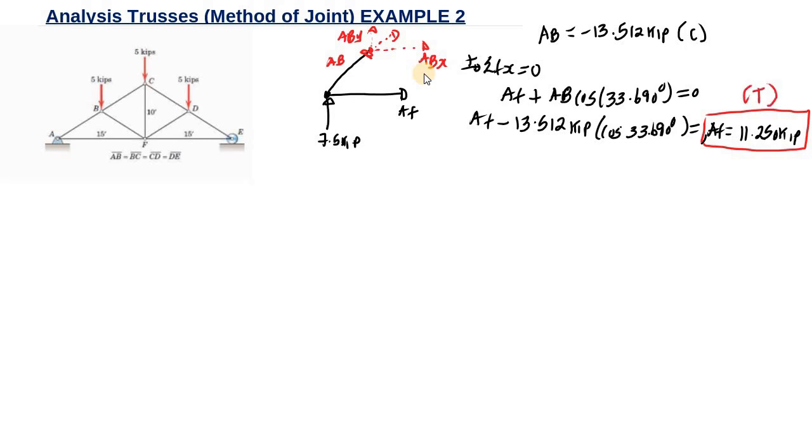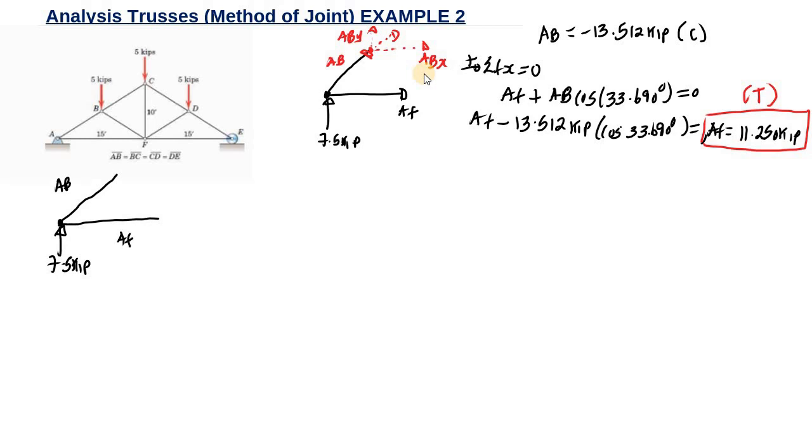So I'm going to write this here. I'm going to abbreviate it using T, so this is in tension. Now we need to redraw the joints, because we changed some values. So this is the joint, then we have 7.5 kip. We have this member, then we also have this member. We said this member is AB, right? This member is AB. This member is AF.